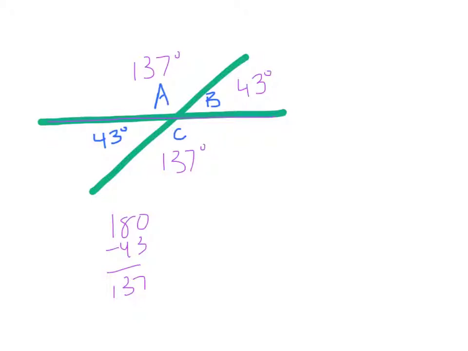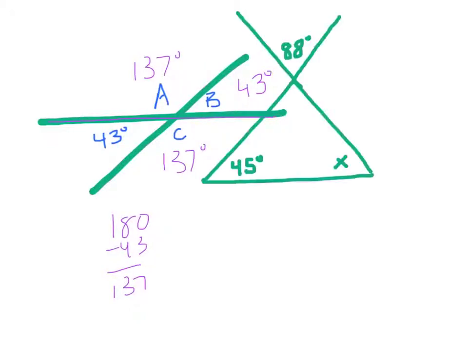Now, if you were looking for adjacent angles, any two angles that are next to each other are adjacent. So A and B are adjacent, B and C are adjacent, C and 43 degrees are adjacent, and 43 degrees and A are adjacent. Let's continue with angles.